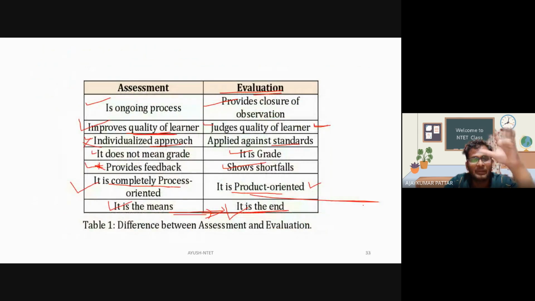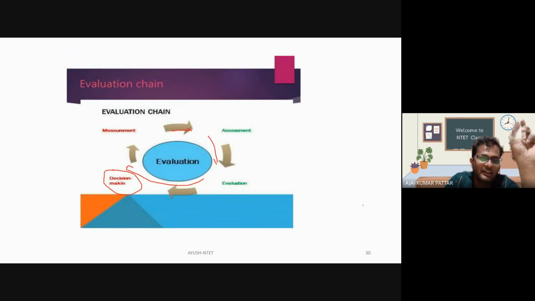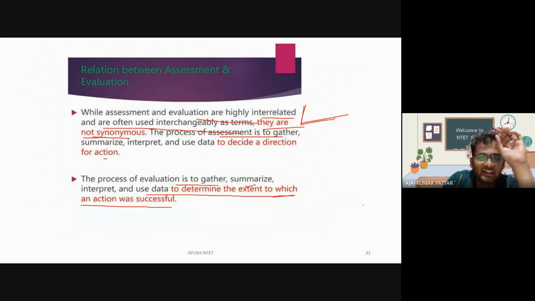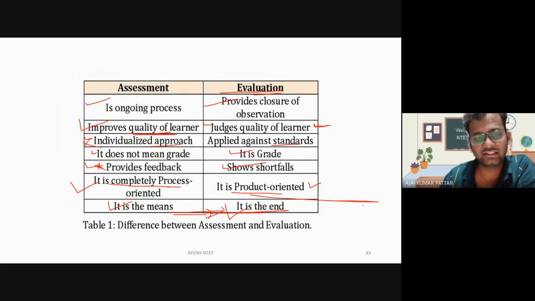So up to this, you have some idea about the difference between assessment and evaluation. एक्चुअली असेसमेंट क्या है, एवेल्यूएशन क्या है, आपको पता हो गया. I think you have some idea about assessment and evaluation. सम आइडिया आ गया आपको क्लियर असेसमेंट एवेल्यूएशन के बारे में?